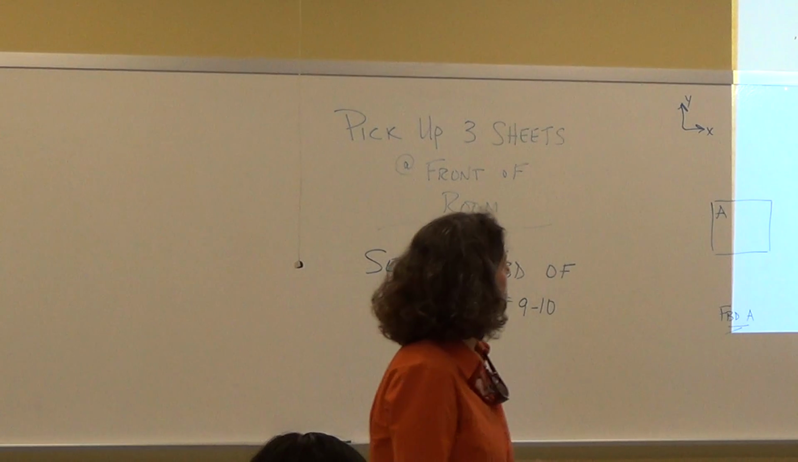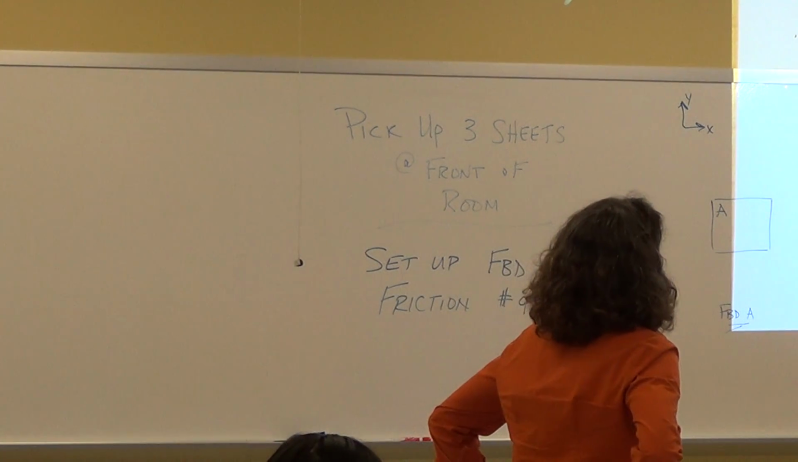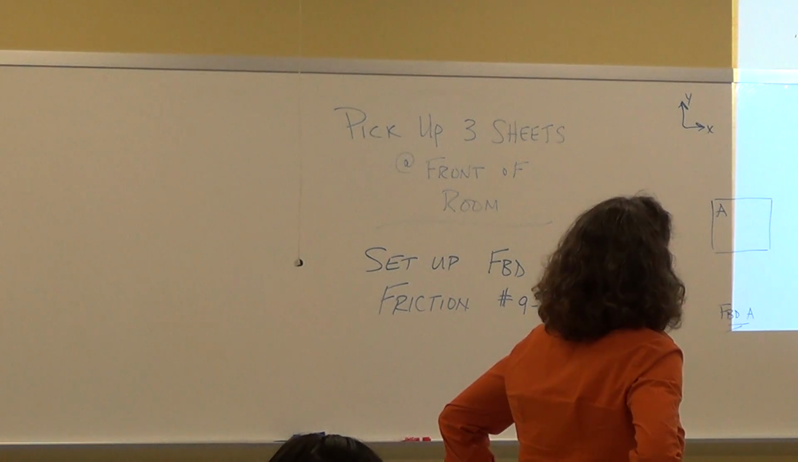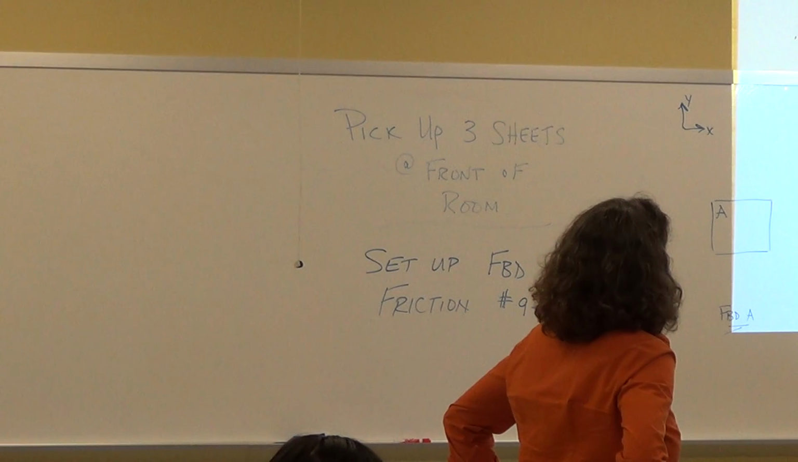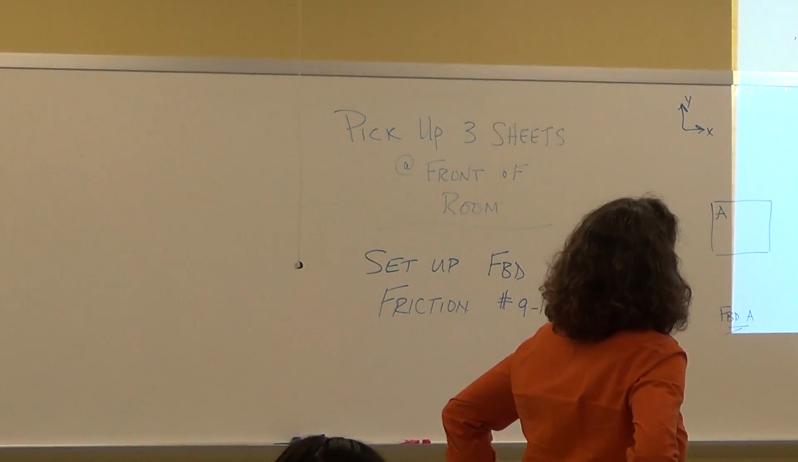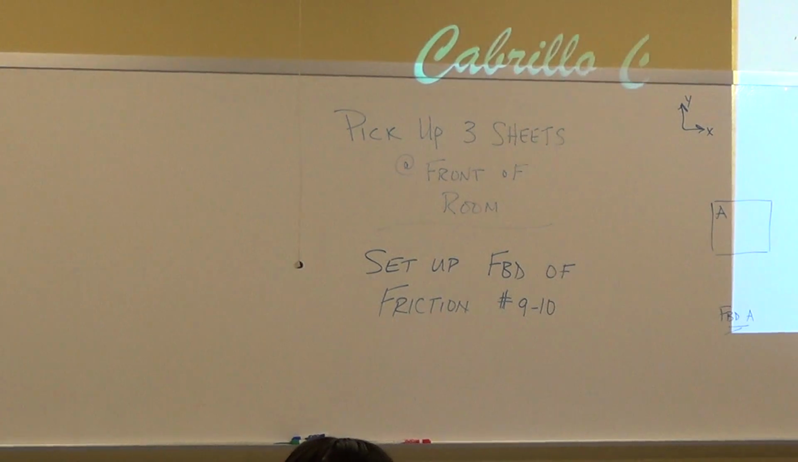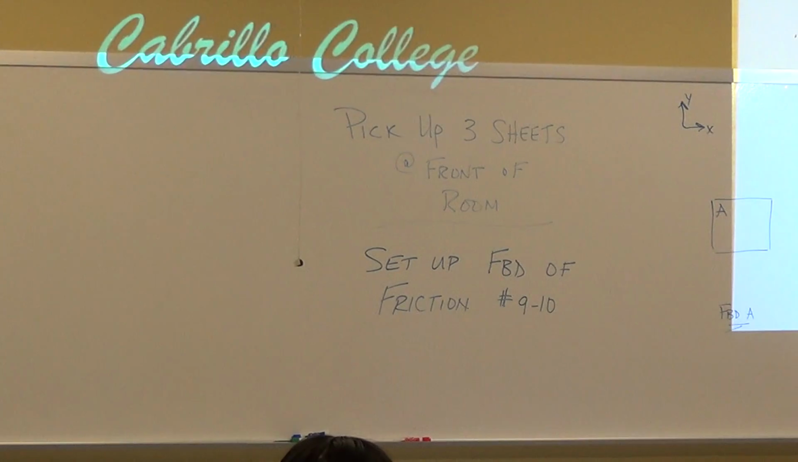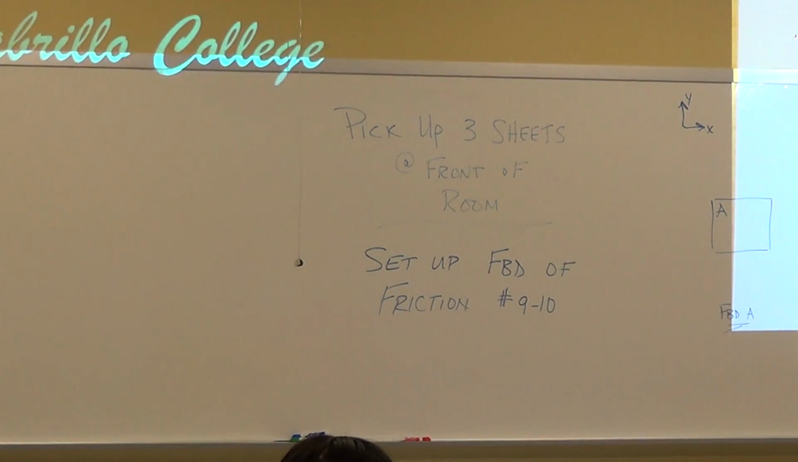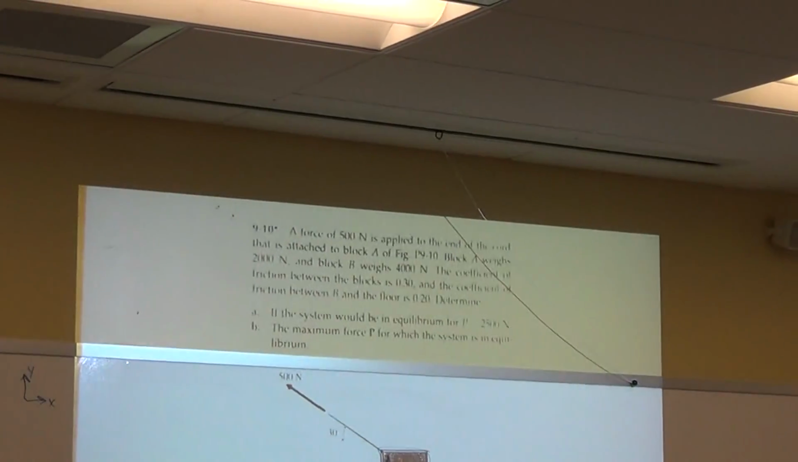A force of 500 newtons, okay, they're showing us, is applied at the end of the cord that's attached to block A. Block A weighs 2,000 newtons, and block B weighs 4,000 newtons. The coefficient of friction between the blocks is 0.3. The coefficient of friction between the block and the floor is 0.2. And then let's ignore A and B for now. Okay? So let's see, how do we start out the problem?